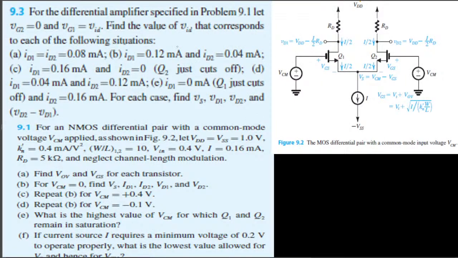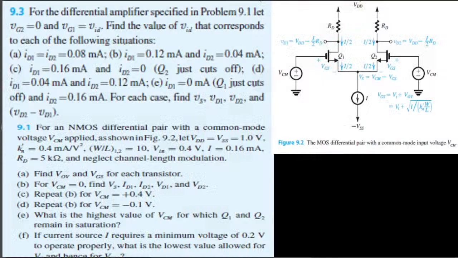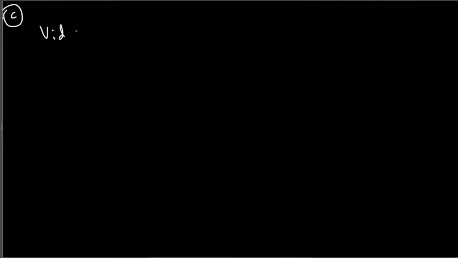So first we need to find out the VID. I'm doing the C part. And if you notice, we have ID2 is equal to 0. It means the Q2 is just cut off. So only Q1 has current flow, which means the VID is going to be square root of 2 VOV.